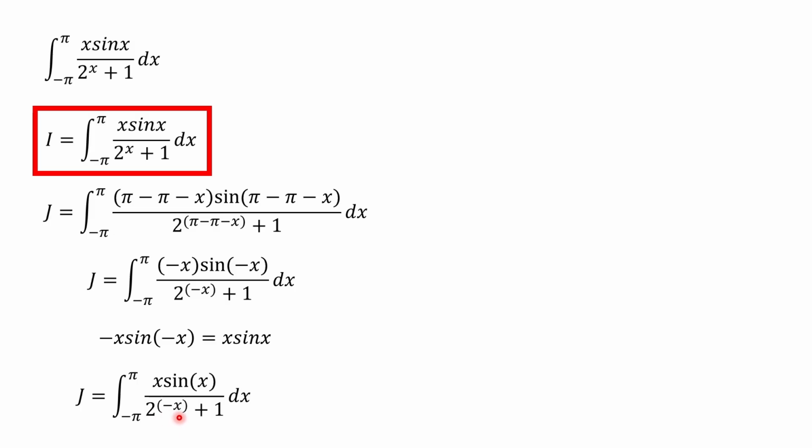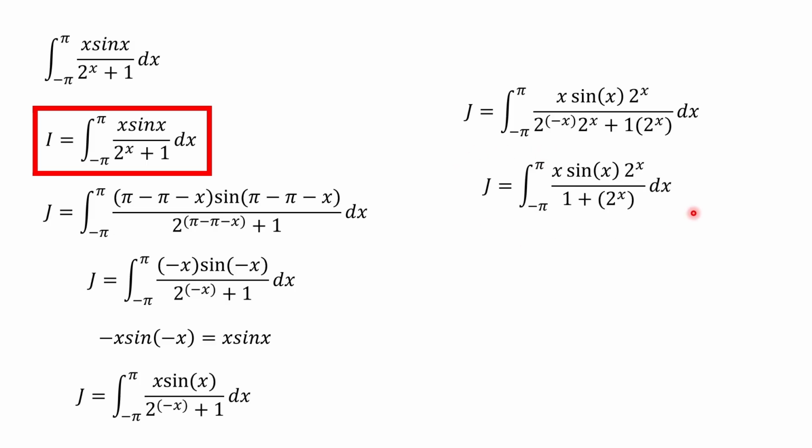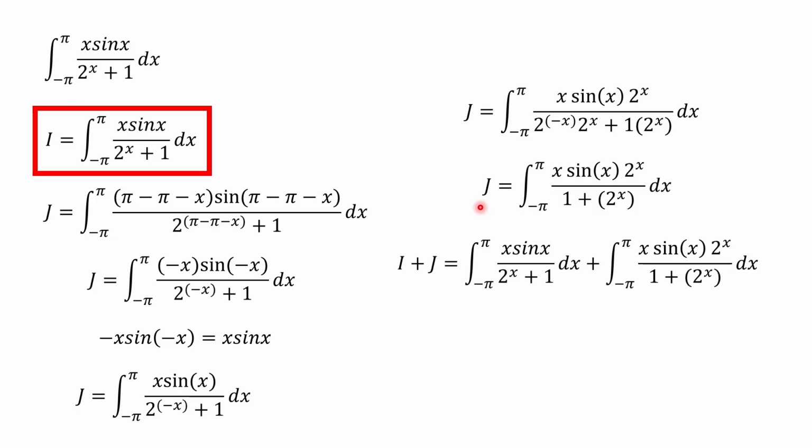But our denominator still needs a bit of work. We have 2 to the minus x plus 1. But there's this really nice trick, which is if you multiply both the denominator and numerator by 2 to the x, just like so, then J will simplify to this. And now we can see that we have the same denominator with J as we do with I, but we just have this 2 to the x. But there's something really nice, which is we can then add J and I, just like so.